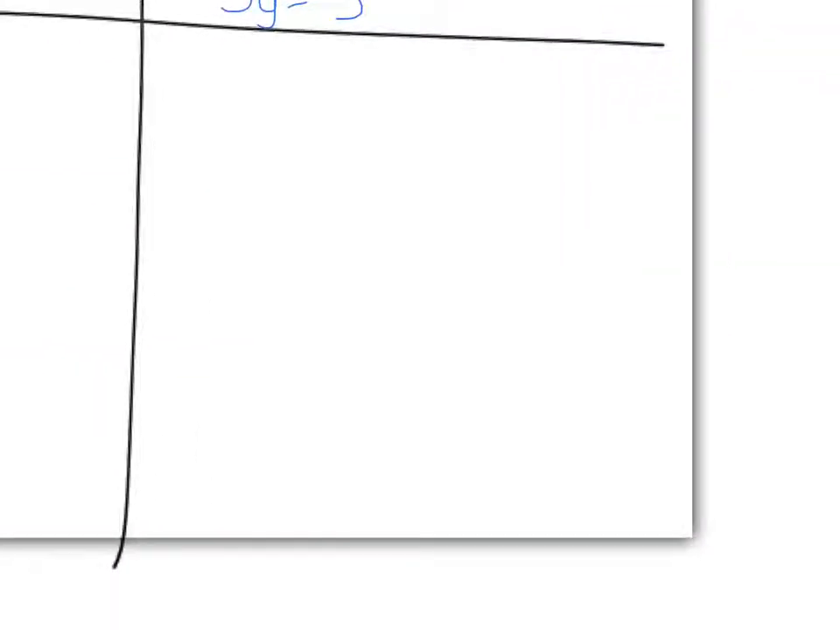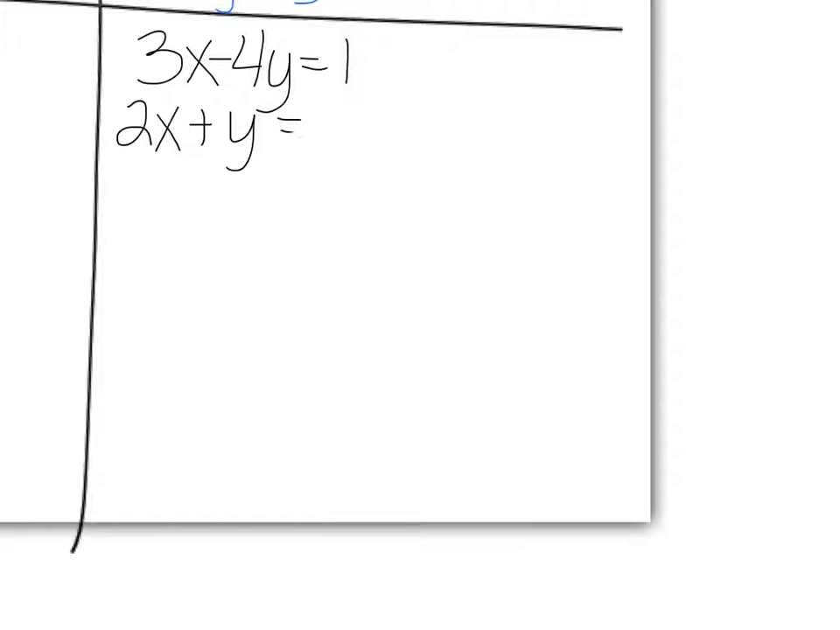Okay, last one I want you guys to do on your own. Is there one that's like exponentially or something? I don't have one in my example, but if you would have ended up with 2 equals 2, then you would have written infinitely many. Okay? All right, I want you guys to try this one on your own. 3x minus 4y equals 1, and 2x plus y equals 8.